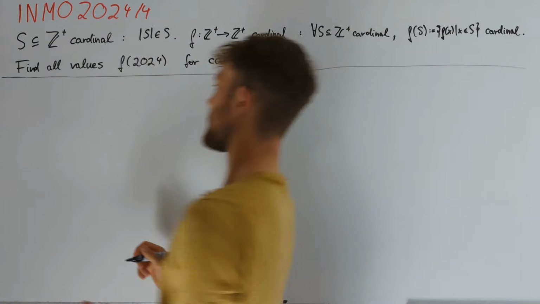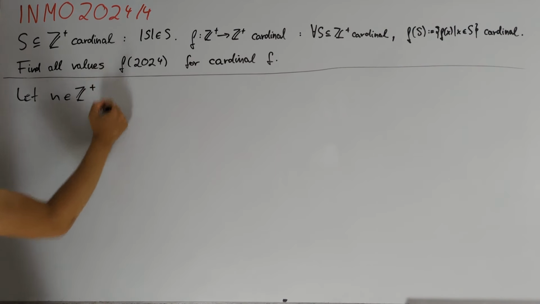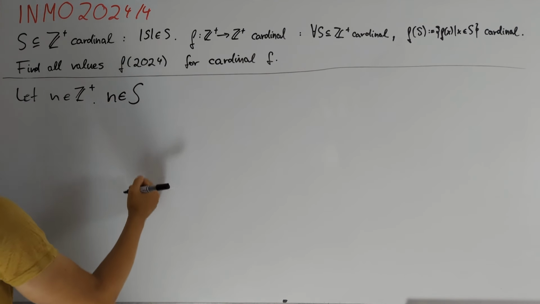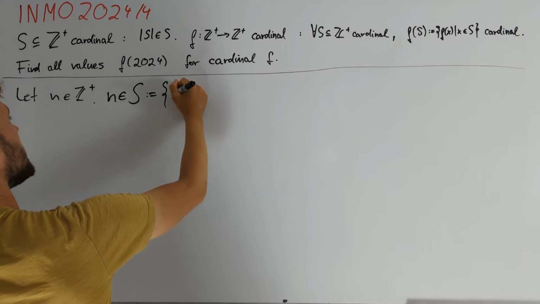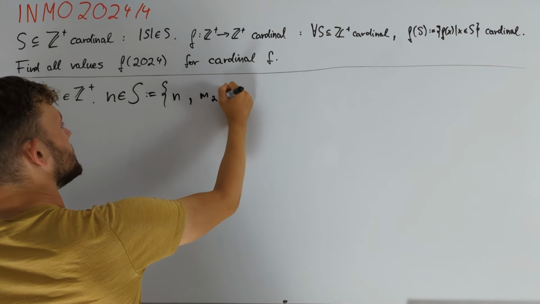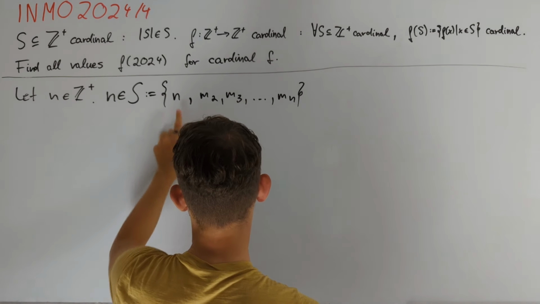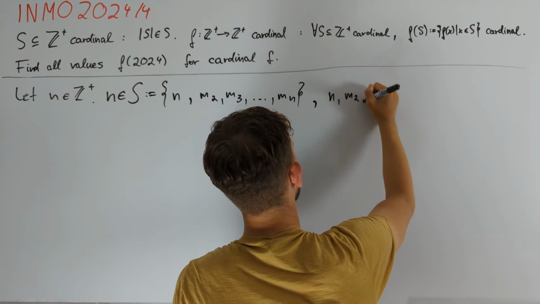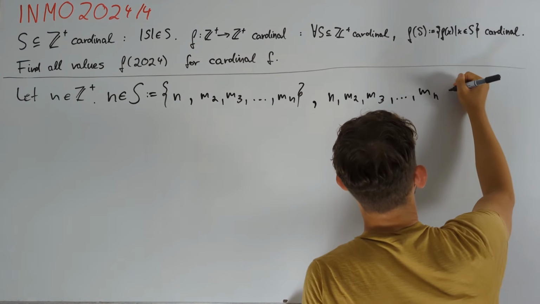Let us now take any positive integer n and try to find the value f(n). Therefore, we want to construct a cardinal set S such that n is an element of S. To make sure that S is cardinal, we will define it in the following way. S is equal to the set containing n, and then some numbers m2, m3, and so on up to mn. Since n is an element of S, this is a natural way to define a cardinal set if we make sure that the numbers n, m2, m3 up to mn are pairwise distinct.